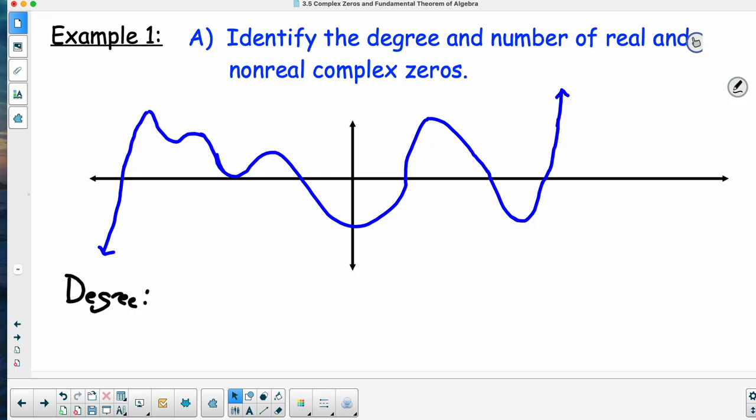Olivia says odd. Why odd, Olivia? It's starting and ending opposite. Now, if I ask what's the leading coefficient, what would you say? The leading coefficient would be positive because it's ending up. So I know it's odd, so my answer is going to be things like 5, 7, 9, 11, right? Anybody know what the answer is? What's the degree of this polynomial? How do I know?